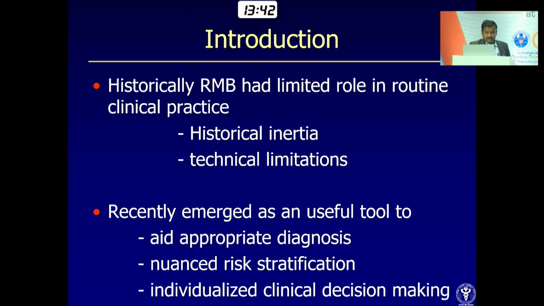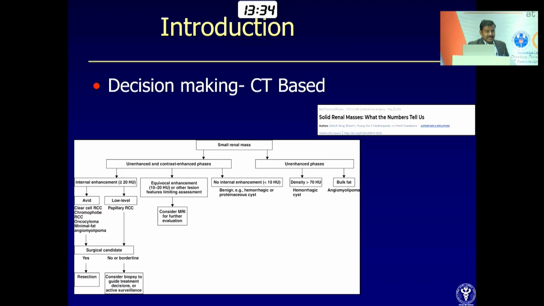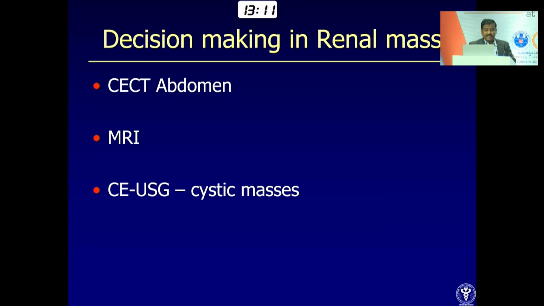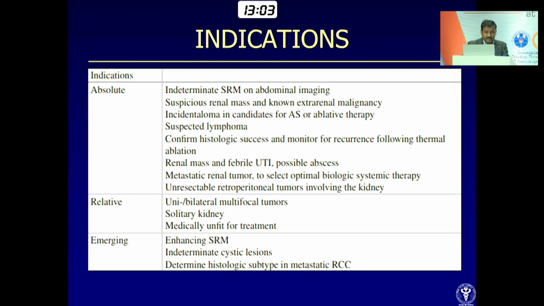It has been used as a useful tool to aid in appropriate clinical diagnosis and individualized clinical decision making. The decision making in renal mass is usually based upon imaging, either CT based or MRI based, or maybe in a cystic renal mass it could be contrast enhanced ultrasound. The CT and MRI imaging have all been properly discussed by my previous speaker, so I am not going into details of CT and imaging based diagnosis. So since the decision making in renal mass is usually based on imaging, where does the role of renal mass biopsy come in deciding the treatment in renal mass?